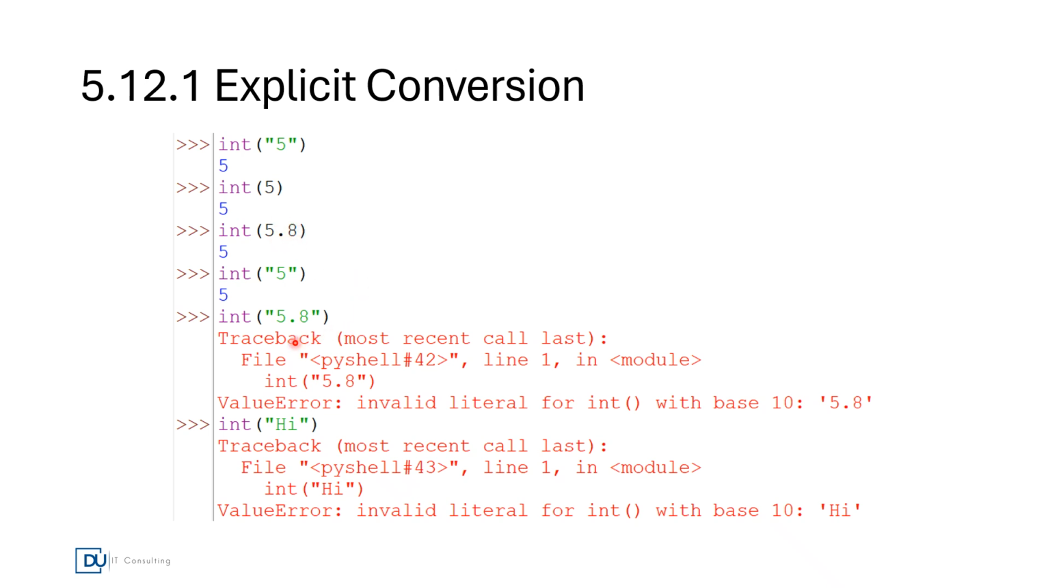And then we have an error here, as you can see. We are trying to convert the string "5.8" into an integer. When we don't have a decimal part, it's able to convert, but when we have a decimal part and pass it as a string, it gives an error saying it's an invalid literal. Similarly, when we try to convert the string "hi" into an integer, we again get a value error.